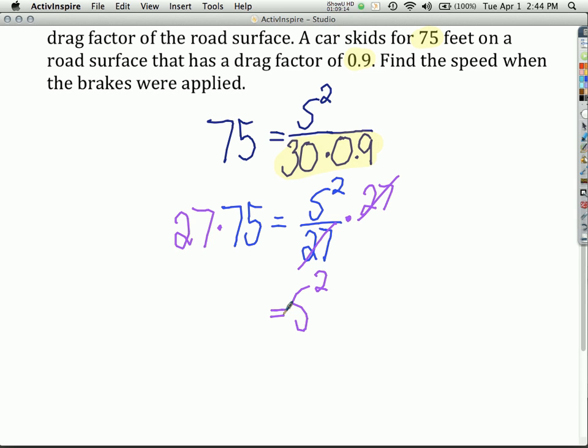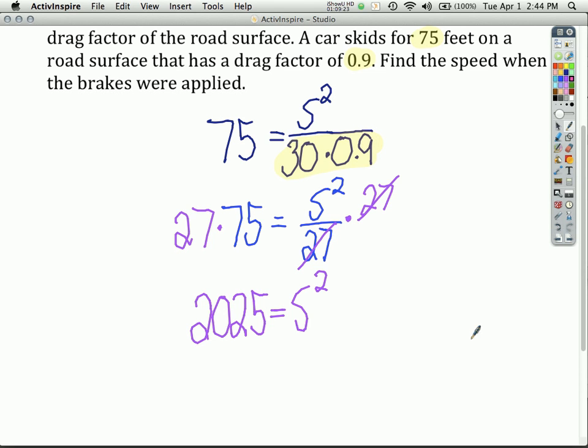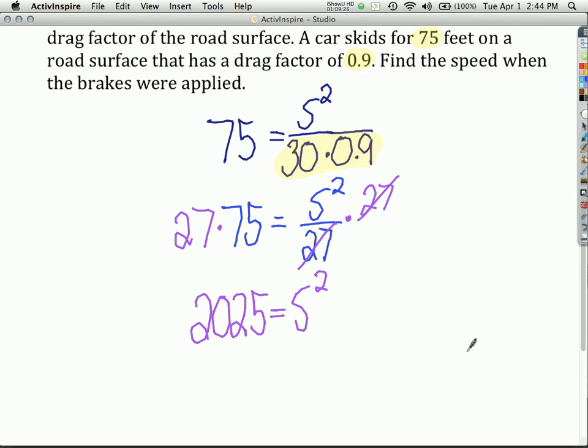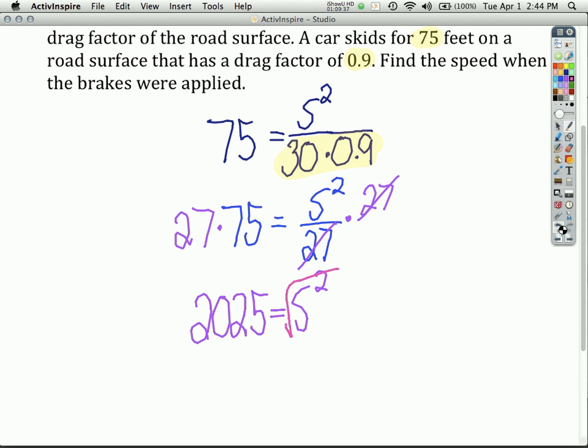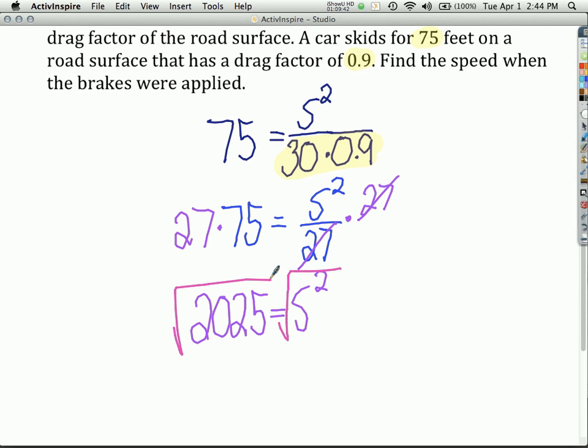What did it come out to? Comes out to 2,025. Anyone know anything about the number 2,025? Danielle? Yeah, it's a perfect square. Anyone know what the square root of it is? Danielle? It's 45. So, magic of calculators. Square root both sides. Square root this, and we get s equals plus or minus 45.